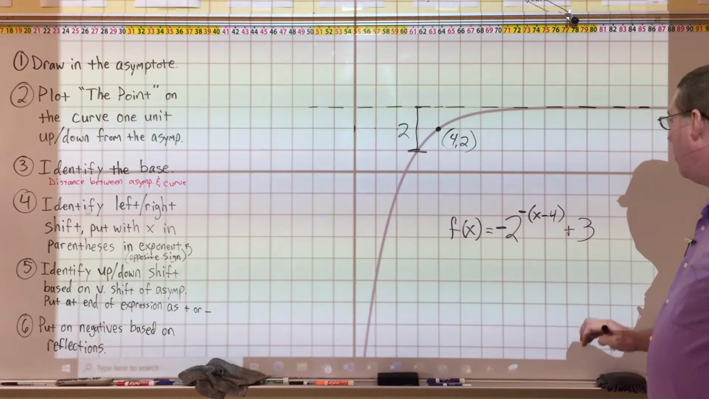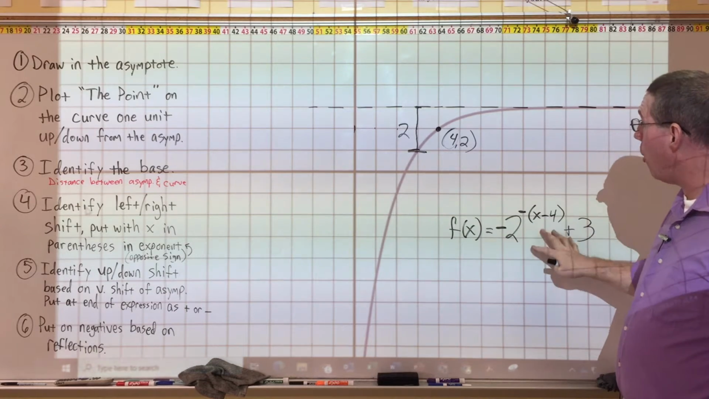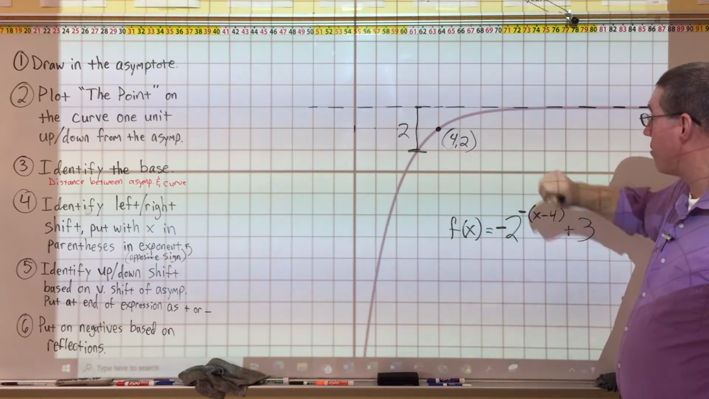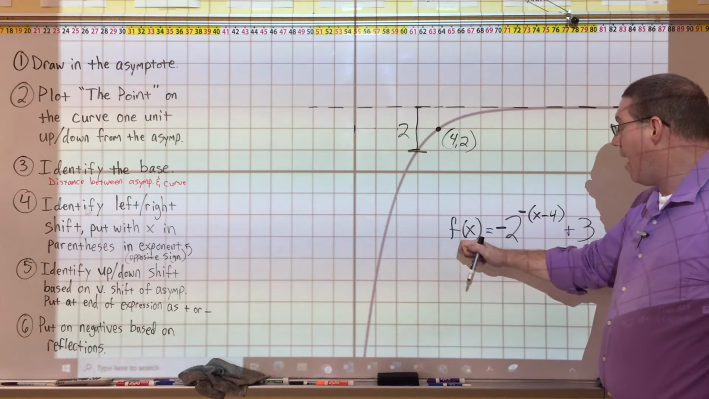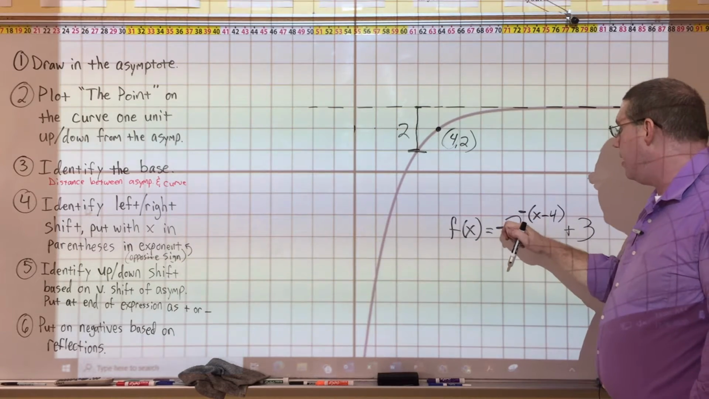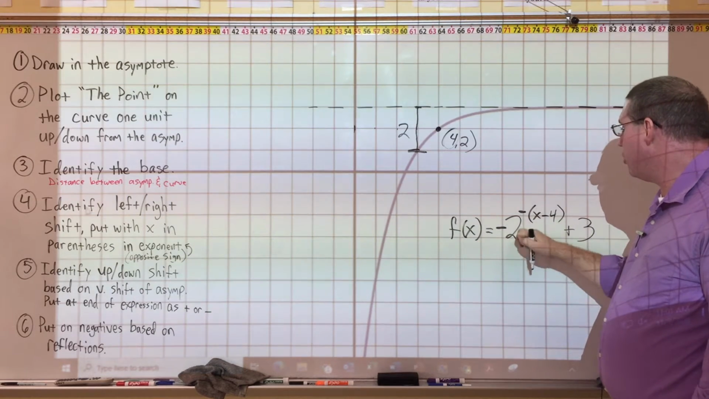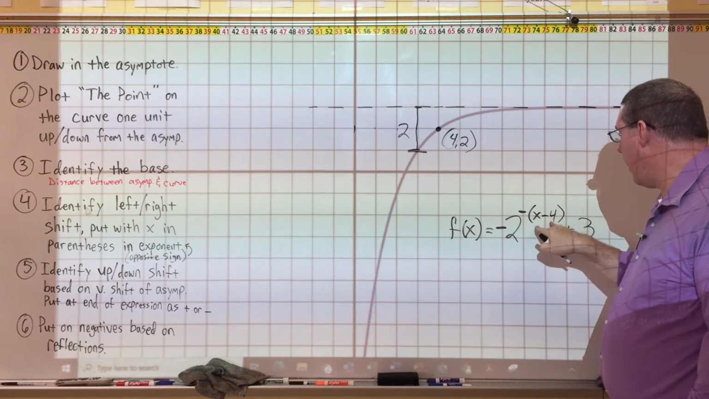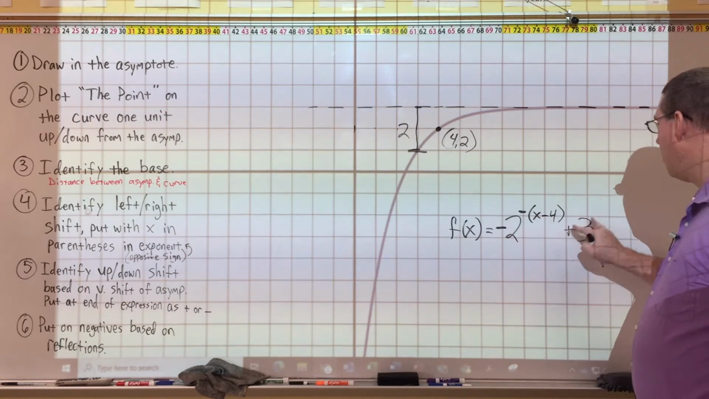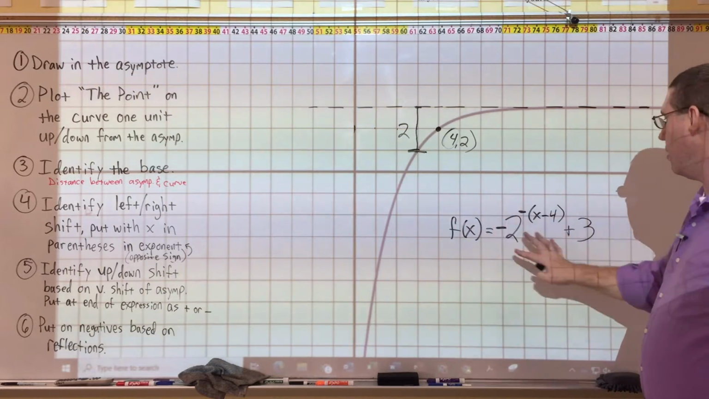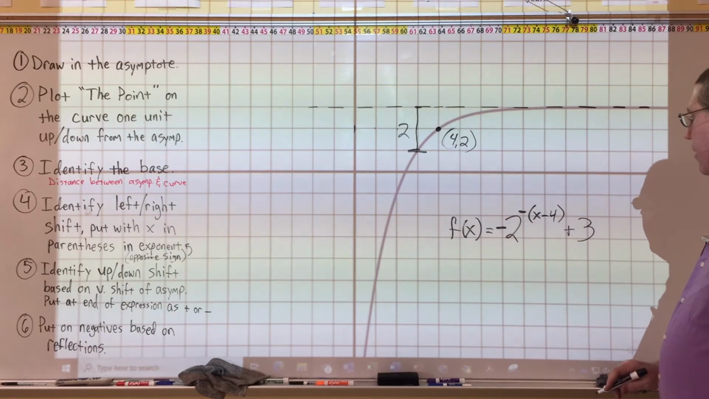And therefore, the equation of the graph of this exponential function is f of x is equal to negative 2 to the power of negative quantity x minus 4, plus 3. Okay? This is our exponential equation.